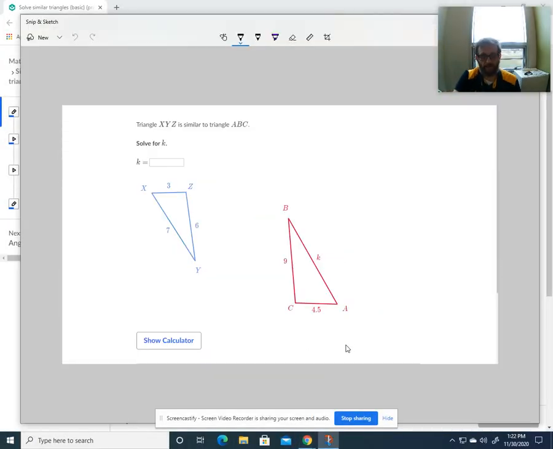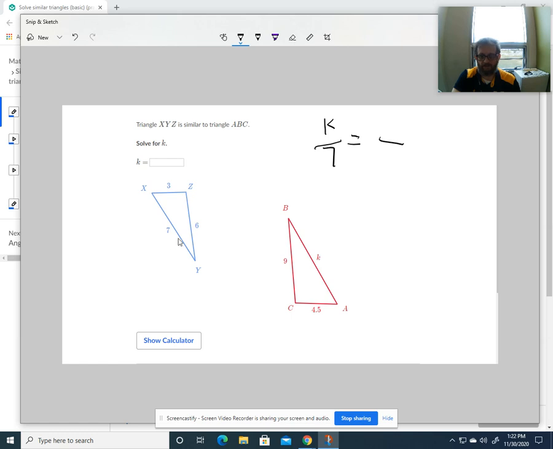So again, what are we talking about comparing here? Well, remember, X goes with A, Y goes with B, Z goes with C. Those are the angles that match. So the sides across from those angles that match. What we're interested in is what's across from C. So in the top of our fraction, we're going to have K. We're going to put it over something. It's across from C. Well, C goes with Z. So what is across from Z? That would be 7. So on the bottom here goes 7 equals.